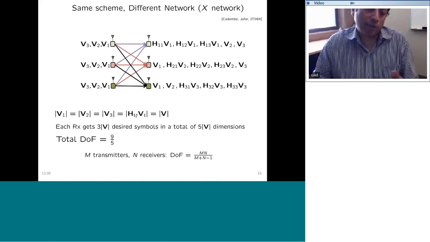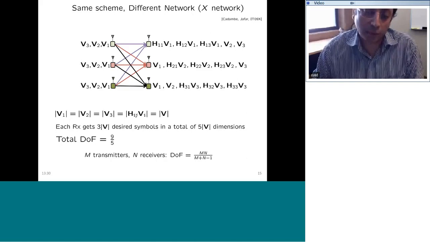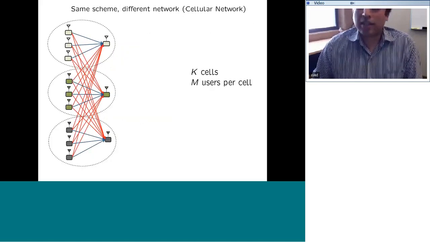And in fact, exactly the same argument would work for the most general X network, where you have M transmitters and N receivers. The degrees of freedom would be M times N over M plus N minus 1, using the same argument. And of course, again, the channel knowledge is very important here. You can consider any network, really. The topology you can choose arbitrarily. As long as you have channel knowledge fully, the same scheme will work.